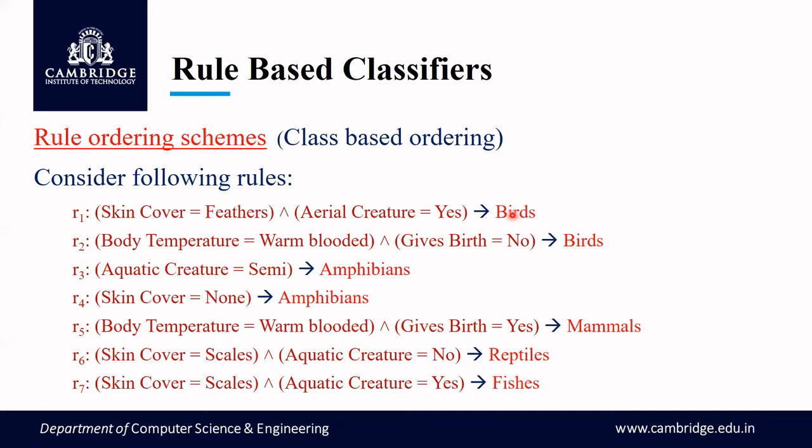Now what is that sorting based on the class information here? Why did I put birds first here?